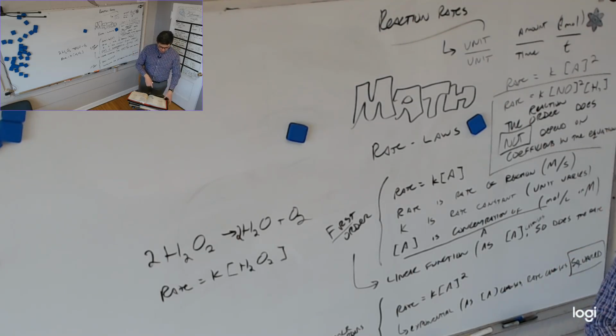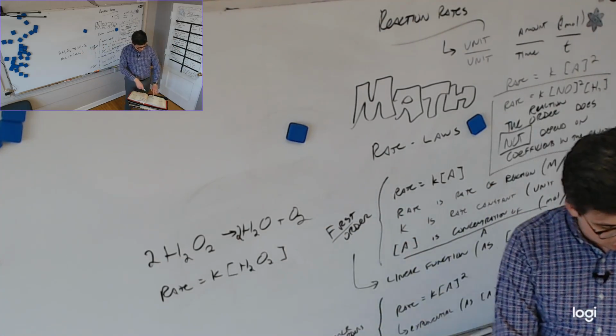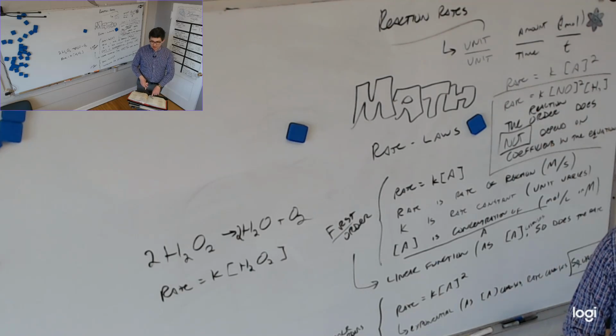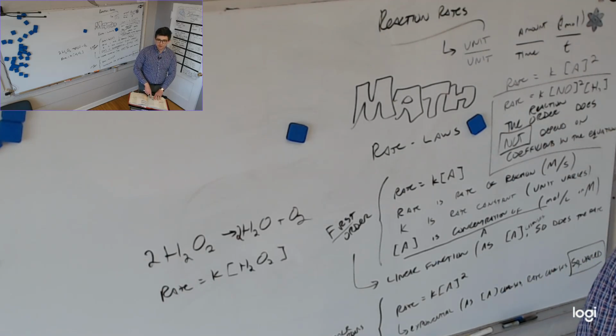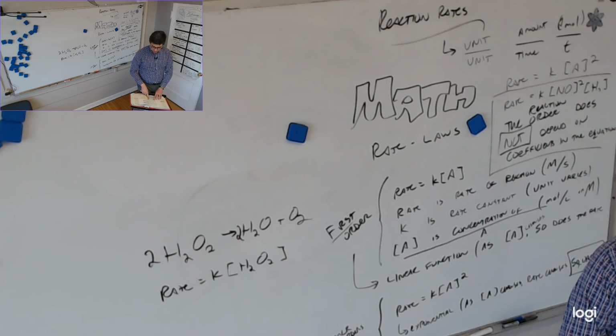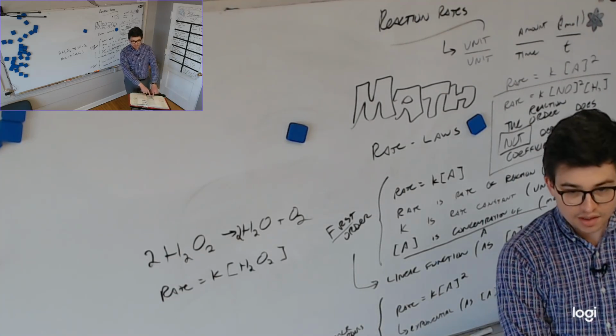We ran out of time, but how we find what order it is: look at the chart on page 576. You'll be given something like the chart on the bottom of page 576, and then you have to compare. Look at trial 1 compared to trial 2. What happened to the initial concentration of A? It doubled. Now what happened to the rate? Go over to the last column. It doubled too. So what order is the concentration of A? It's first order.